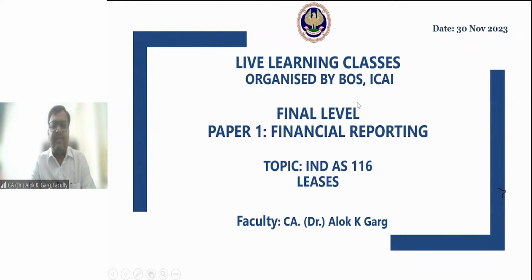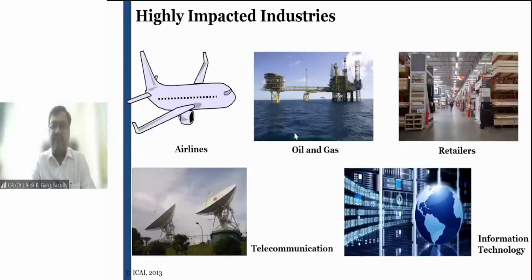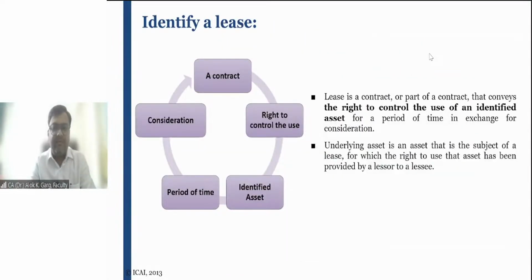Students, in Ind AS 116, we started with the lease definition, where we covered that a lease is a contract between two parties, the lessor and the lessee, where the right to control the use of an identified asset has been transferred to the lessee for an amount of consideration, which is the lease payment, over a period of time. This is what is given in the lease definition.